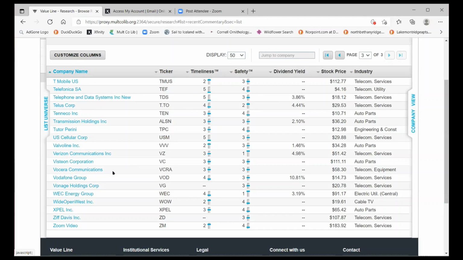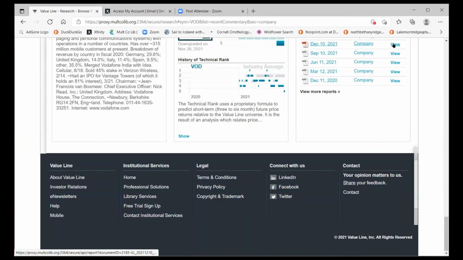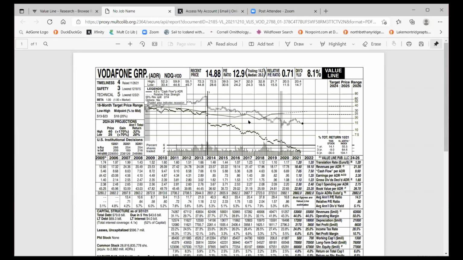And the main reason is because if you click on one of these, and let's just do it, we'll look at, how about Vodafone? We'll look at Vodafone. And here's the December 10th report. So it's the brand new report. And here is the 1-page Value Line report for Vodafone.